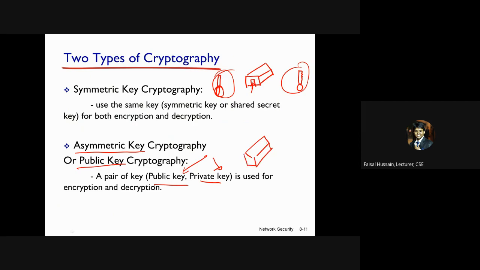In this internet scenario, many people need to communicate with a single web server, like Facebook. I want to communicate, you want to communicate, others want to communicate. So Facebook shares its public key with all. Whenever I send a request, my web browser encrypts it with the public key, and no one can decrypt it without the private key. This is a specialized type of cryptography, and mathematically it is possible.